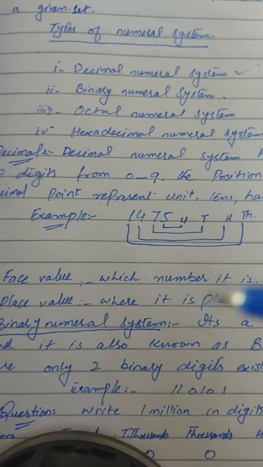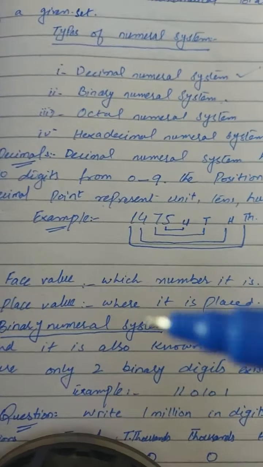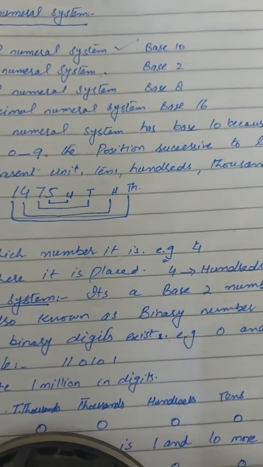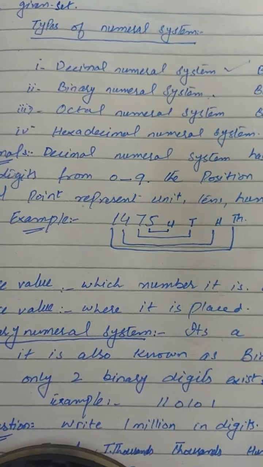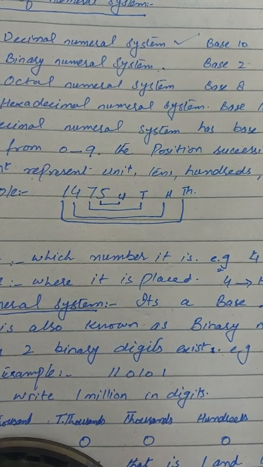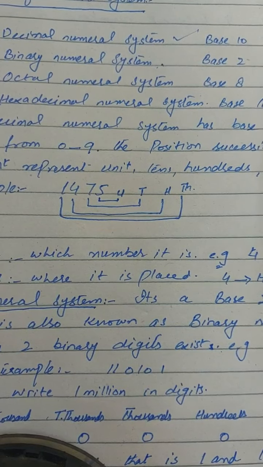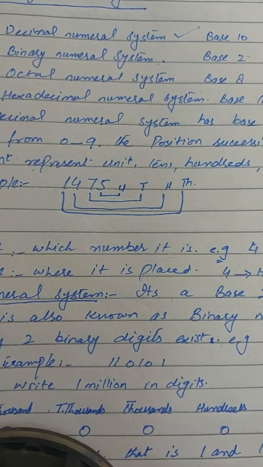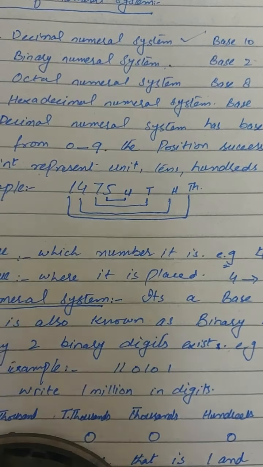So here is an example, and the definition of decimal numeral system: the decimal numeral system has the base 10 because it uses 10 digits from 0 to 9, and the positions successive to the left of the decimal point represent units, tens, hundreds, thousands, and so on. For example, we are having numbers from 0 to 9, and these are 10 numbers, and these 10 numbers show the base 10 of the decimal numeral system.